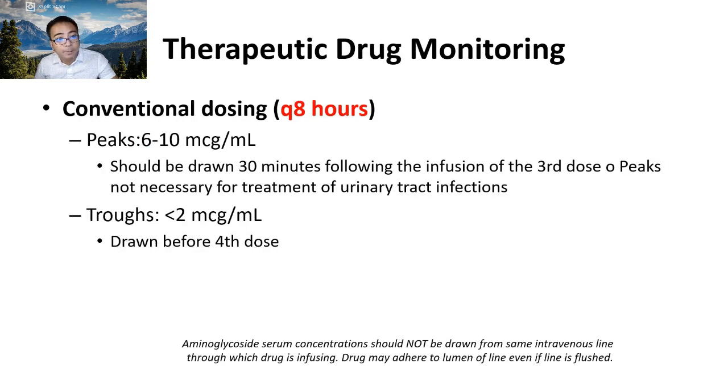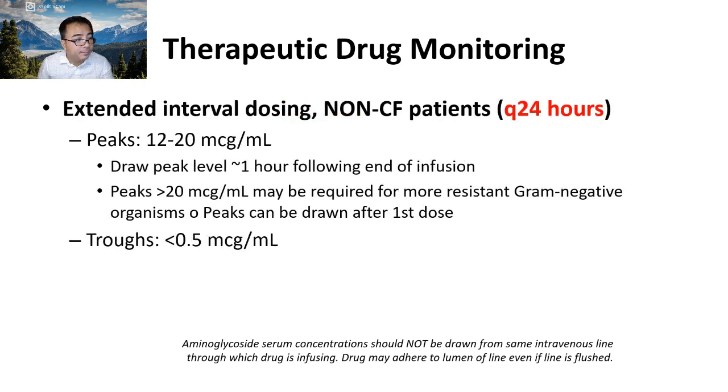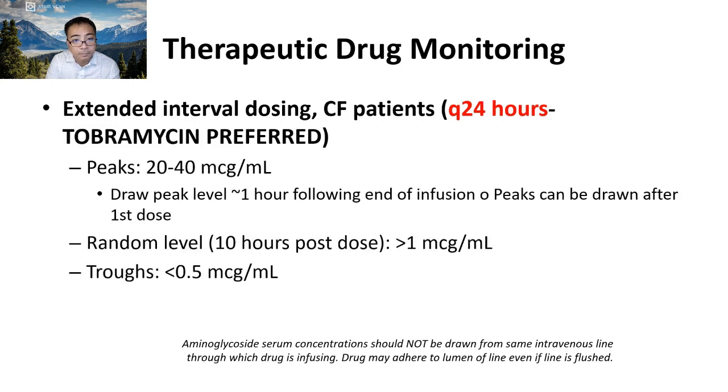Okay, so what about for therapeutic drug monitoring? Ang desired peak natin for, of course, tobramycin and gentamicin is between 6 to 10. Drops less than 2. Drawn on the 4th dose. Okay, for extended interval dosing naman, non-CF patient, meaning non-cystic fibrosis. Desired peaks is between 12 to 20. Okay, then the desired trough is less than 5. Then kung may cystic fibrosis naman ng patient natin, desired peaks would be 20 to 40. Again, still, trough should be less than 5.